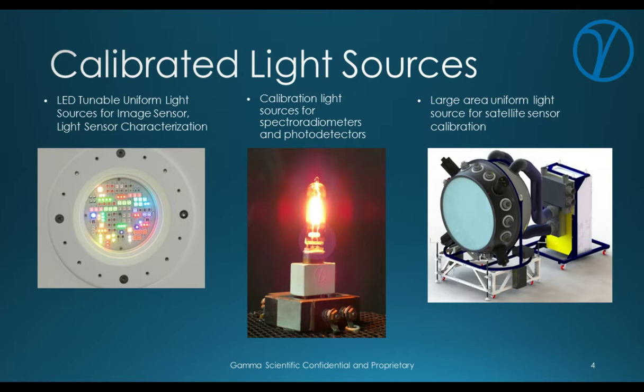We also have historically made 1,000-watt FEL lamps for tungsten halogen-based standards, and we've made a wide variety of different types of uniform light sources, going all the way up to satellite sensor calibration applications.